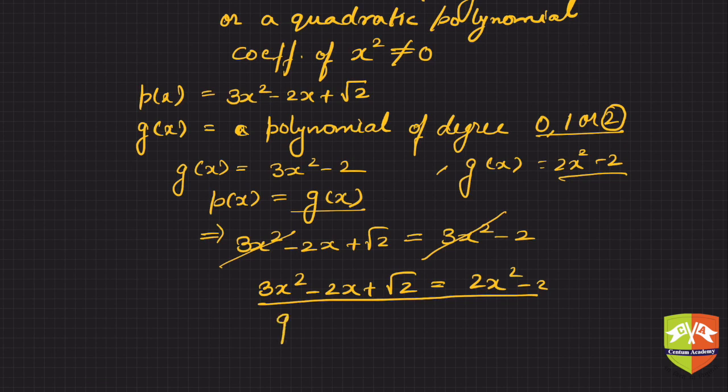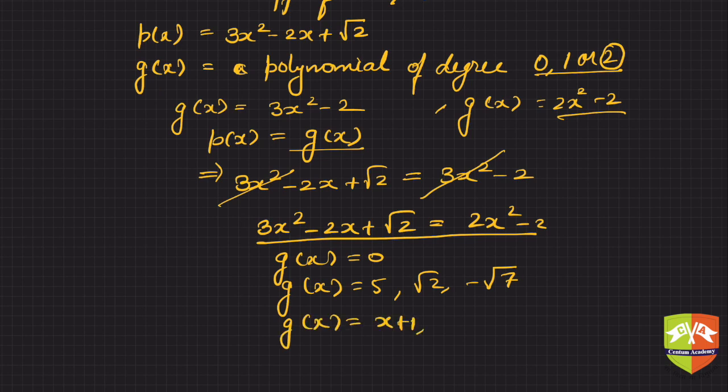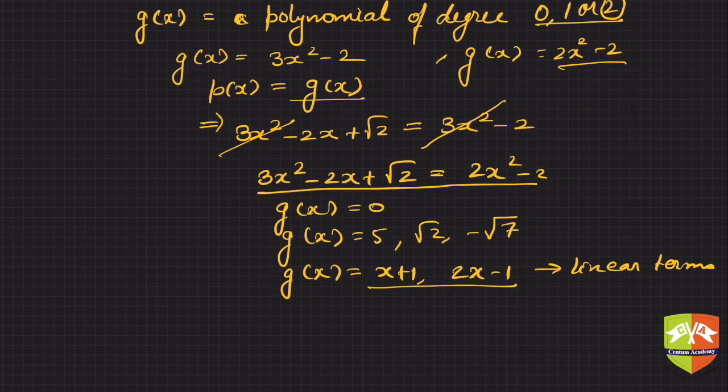So g(x) can also be simply 0. So equate p(x) to 0, then it will be a quadratic equation. g(x) could be another constant, let's say 5 or √2 or −√7, whatever. Then again you will get p(x) = g(x) as a quadratic. And g(x) could be, let's say, x + 1, 2x − 1 and all that, right? Linear terms, degree 1. Then also you can get a quadratic equation.